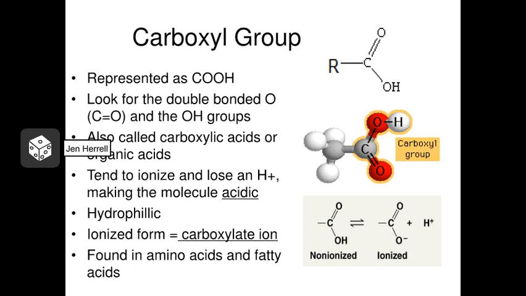Next, we have the carboxyl group. Now, if you take the two previous functional groups that we talked about, the carbonyl and the hydroxyl, and you combine them, you get the carboxyl. So the name kind of tells you what's involved. Carboxyl contains a carbon double bonded to an oxygen, that's the carbonyl portion, and then one of the bonds of the carbon in the center is going to be bound to a hydroxyl group. So that's carboxyl.